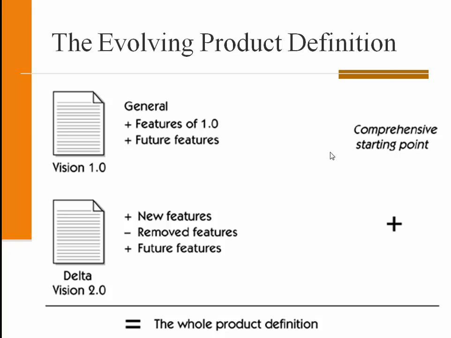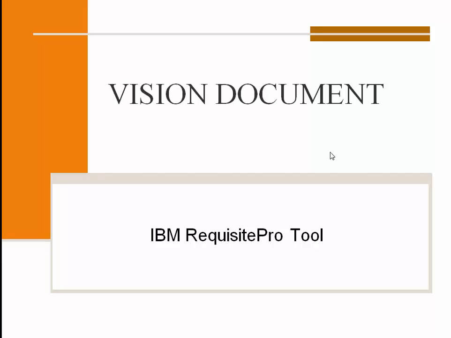When we go with the next releases, we call it the Delta Vision document, and this document contains additional information like new features that were added to the existing release, some features that were removed from the existing product, and the future features that are yet to be added to the existing release. Now combining this vision and the Delta Vision documents gives us the whole product definition. So with this we'll end up with the theory part, what is about the vision document.